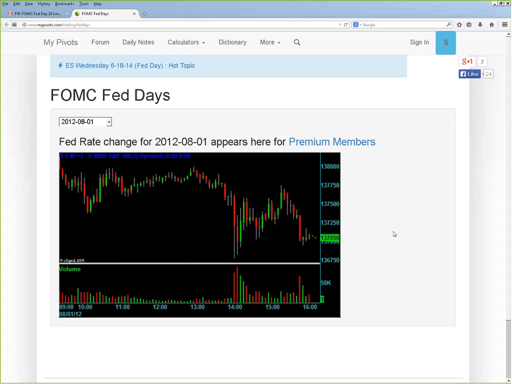Here's 8/1/2012. Okay, so look at this. Another example. Boom. Waited for the retrace, almost all the way back to the scene of the crime. Got paid about 5 points.